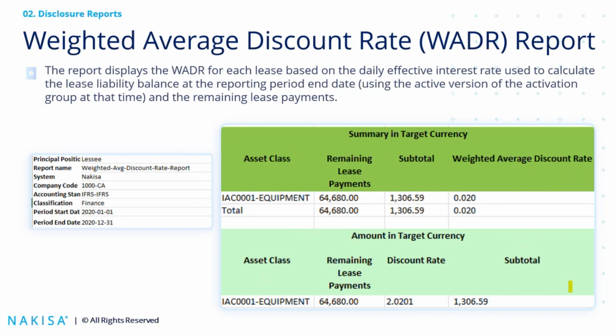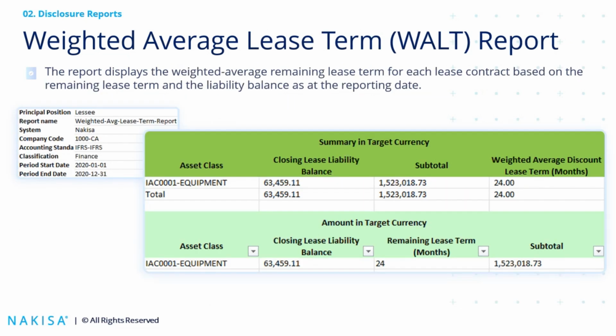Next we have the weighted average discount rate. The report displays the weighted average discount rate for each lease, based on the daily effective interest rate used to calculate the lease liability at the reporting period end date. Similar to the average rate, this is the weighted average lease term report. It will display the average remaining lease term for each contract, based on the remaining lease term and the liability balances at the reporting date.